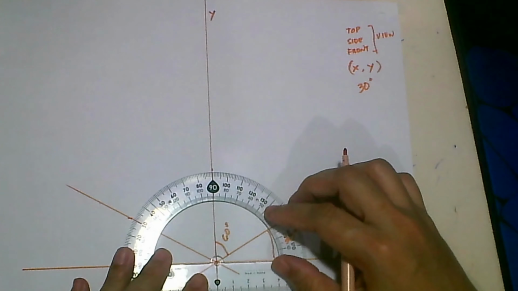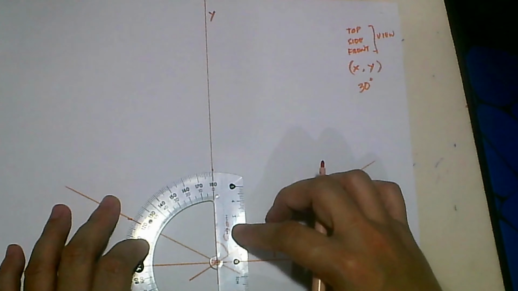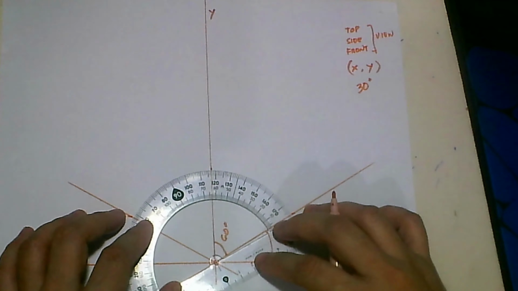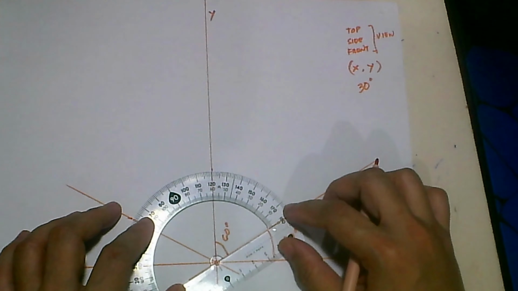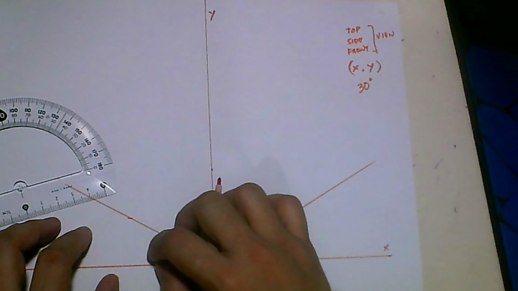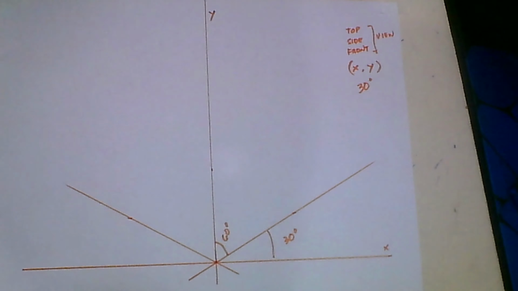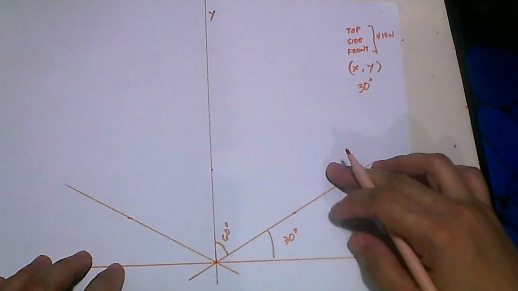So, if we're going to measure that, 60. Okay? We have the 60 degree as well. Okay? So, the same with the other side. Now, let's continue. So, gagawa naman tayo ng nasa taas na view.